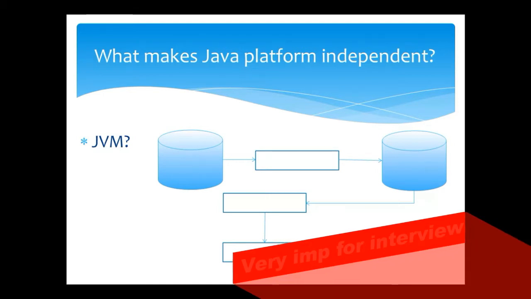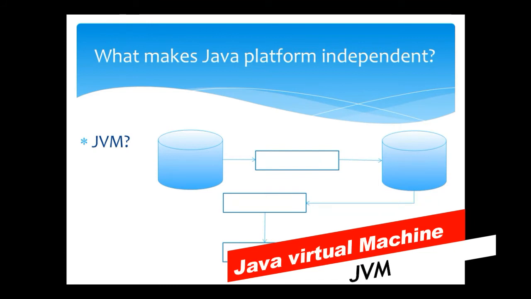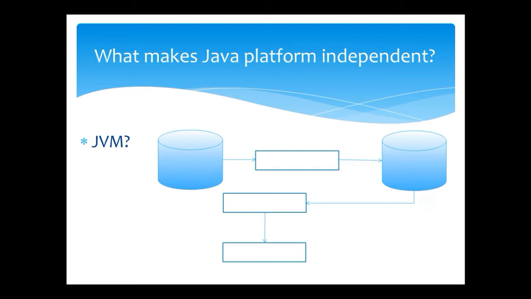A lot of people come up with the question, what actually makes Java platform independent? We have all heard Java is platform independent. So what is the basic thing that makes it so? I think it's the JVM that makes Java platform independent. When you compile a Java program, you create a class file, that's the bytecode. That bytecode is read by the JVM. JVM is a kind of specification, an abstract machine that is platform dependent.